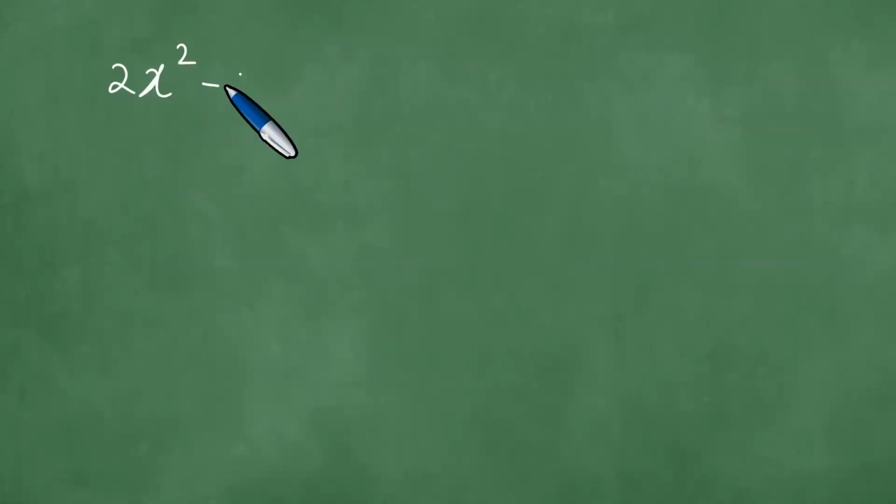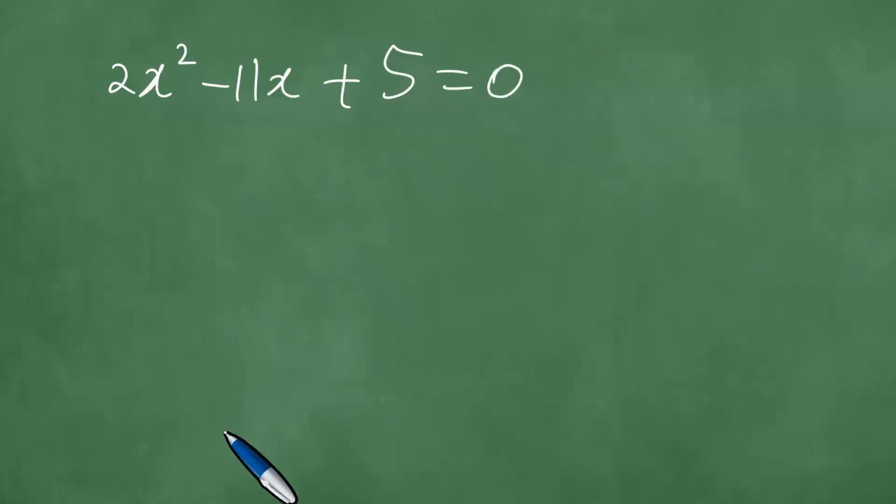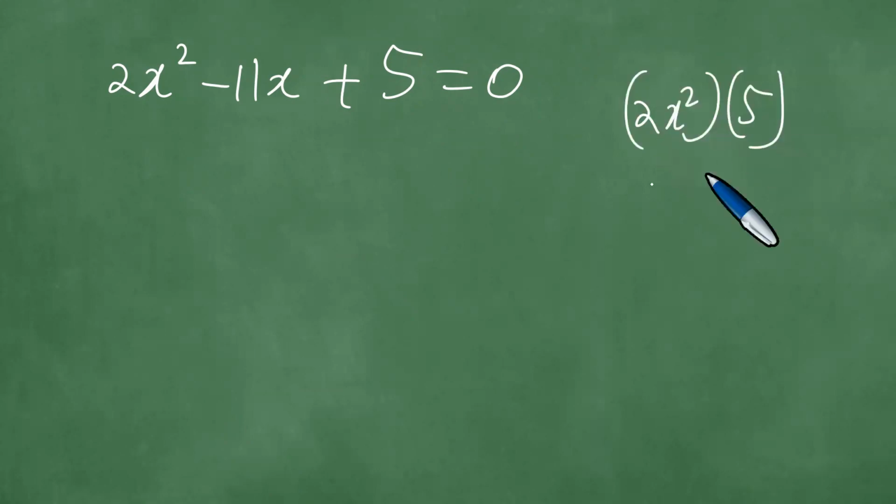So you have 2x squared minus 11x plus 5 equals 0. Okay, to factorize this, you can use the quadratic formula, yes, but we can use other methods as well. So what do we do here now? We multiply 2x squared by 5, and we're getting 10x squared. So we look for factors of 10x squared that give minus 11. What are they? Factors of 10x squared that give minus 11.